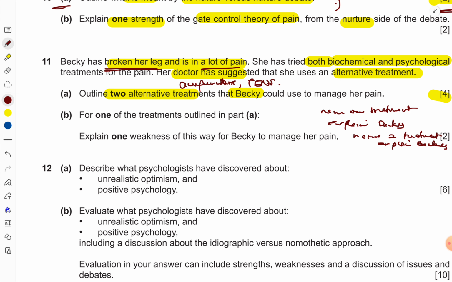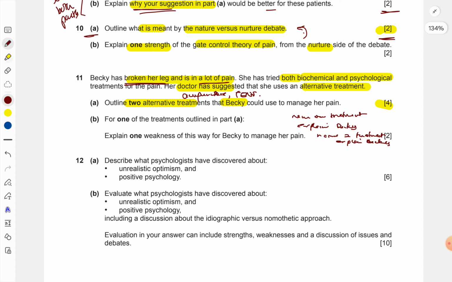The next one is a continuation. It's the next part of this question. Explain for one of the treatments, one weakness of this way for Becky to manage pain. Again, as obvious as it might seem, they have asked you for one of the treatments. In fact, they have really highlighted the word one. Still, many students will go for 2.